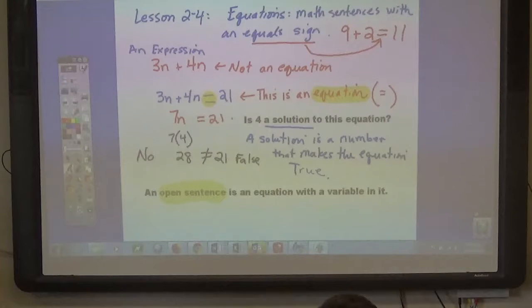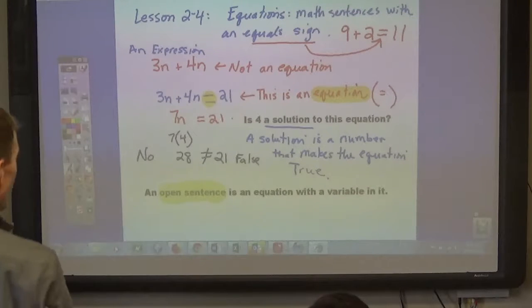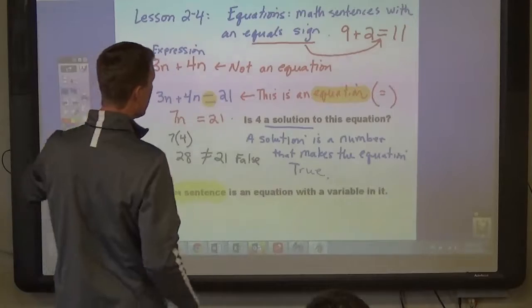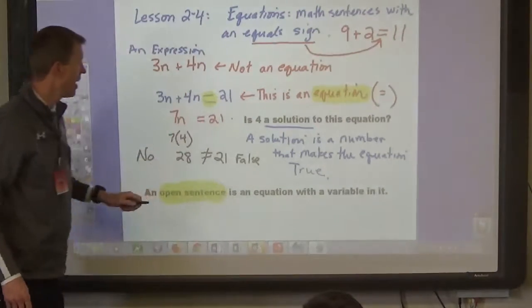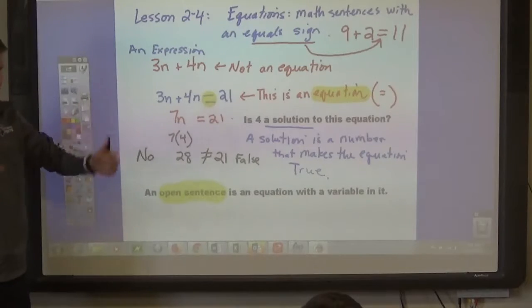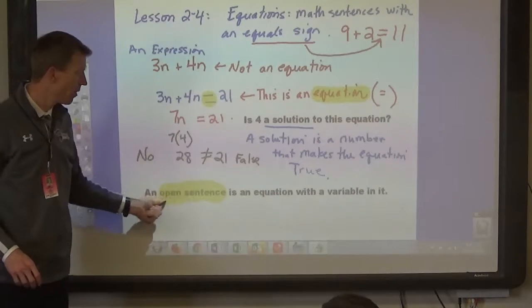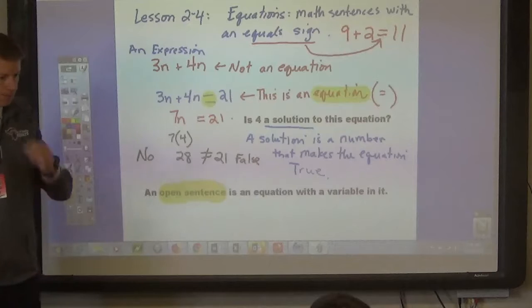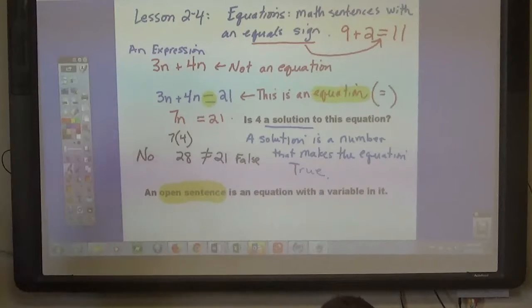All right, 7th graders, let's go through the notes today. In lesson 2-4, we're going to talk about equations and expressions. So comparing equations and expressions, and then figuring out what an open sentence is. So first of all, what is the definition of an equation in math? How is it different from an expression?